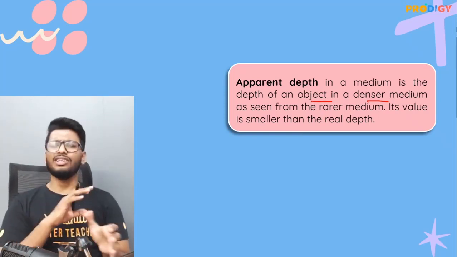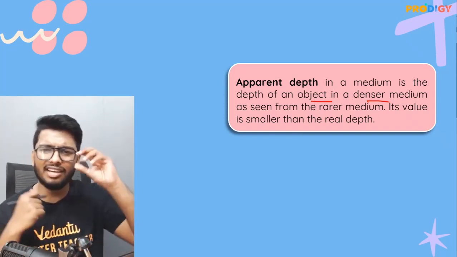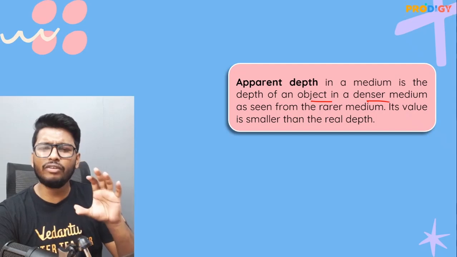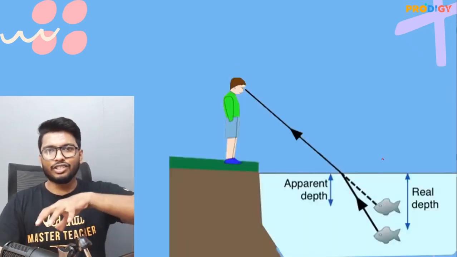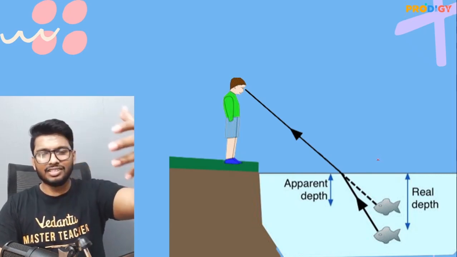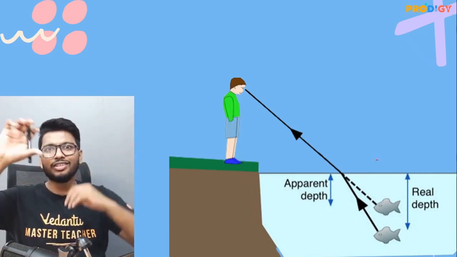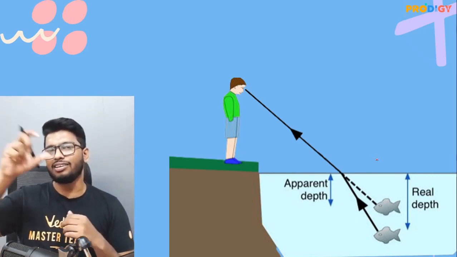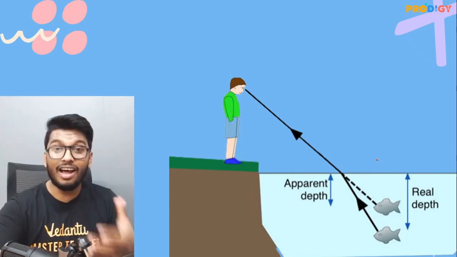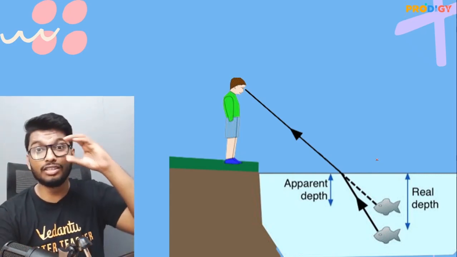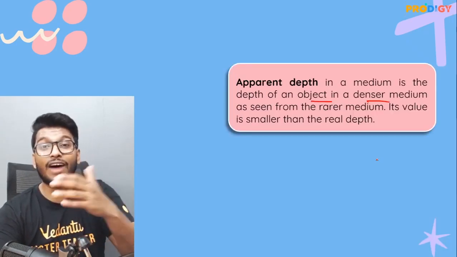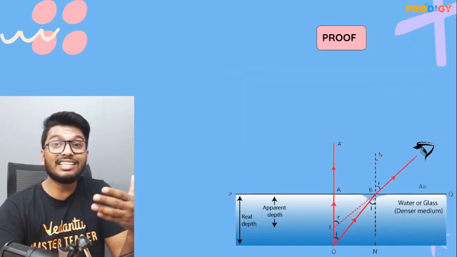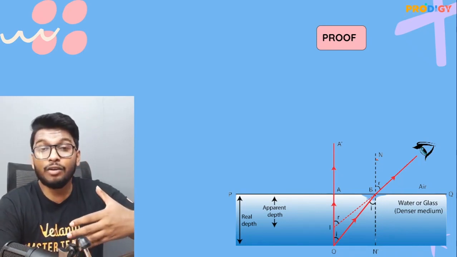And one peculiar thing about this apparent depth, guys, is that the apparent depth value would always be lesser than the real depth. So if you look over here also, the fish is actually much lower than where the person is seeing it. So the apparent depth is a little bit higher than the real depth. Now, in fact, guys, in your ICSE syllabus, you have an entire proof for this. There's an entire proof of why apparent depth is much lesser than real depth.